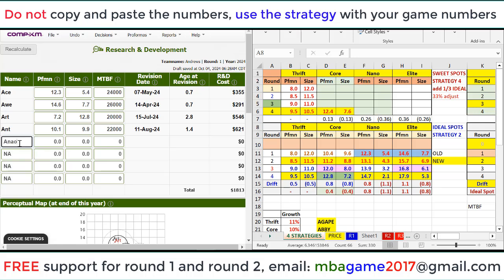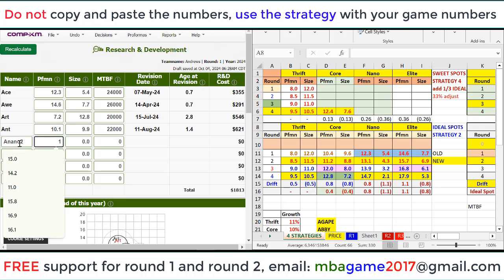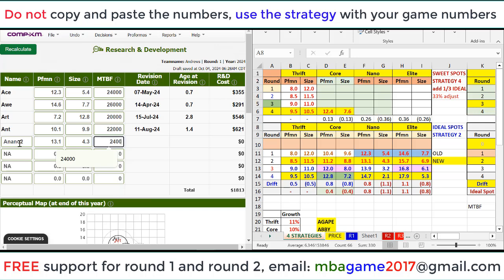So a Nano, right? So you can remember what segment it belongs to: Trip, Core, Nano, and Elite, right? So for Nano we put 13.1 and 4.3, 24,000 for Nano, and for Elite, right? You get that. Tip number 2.